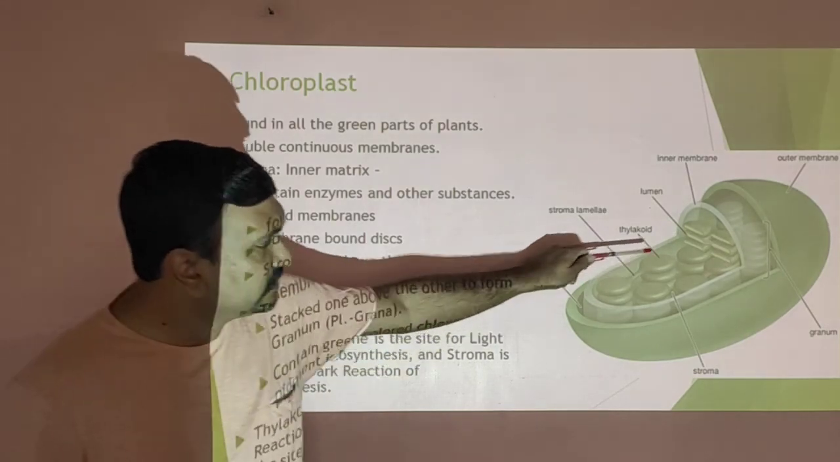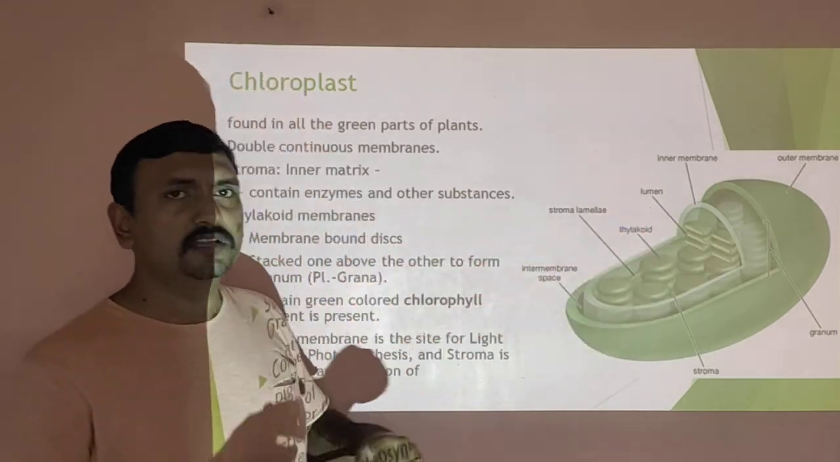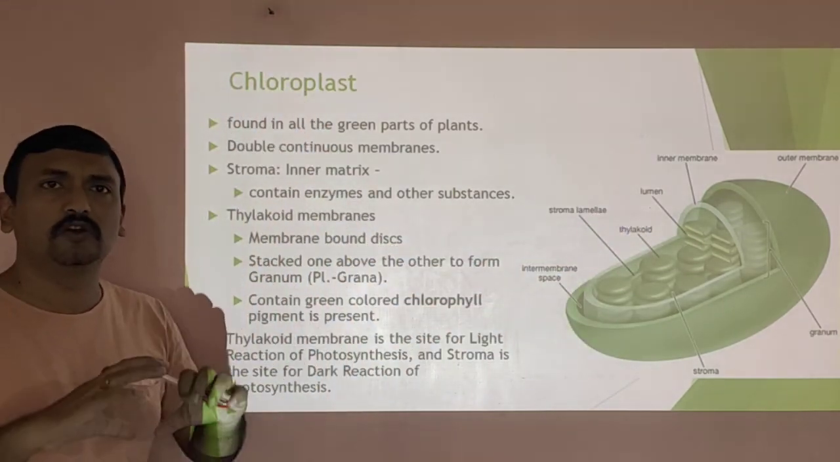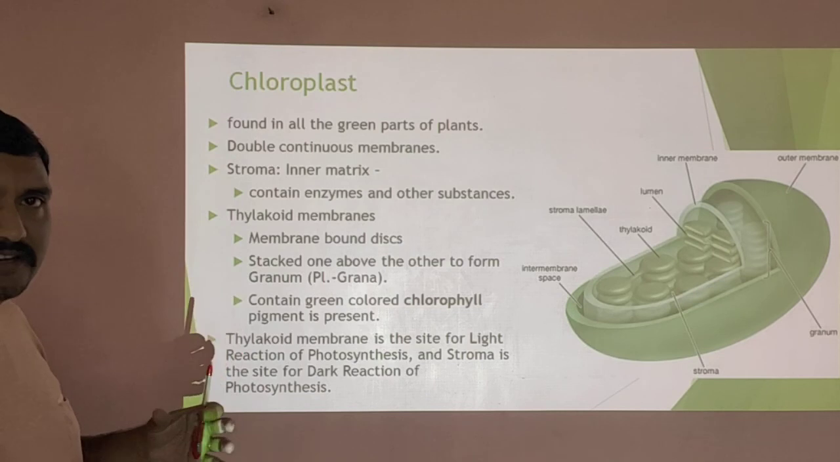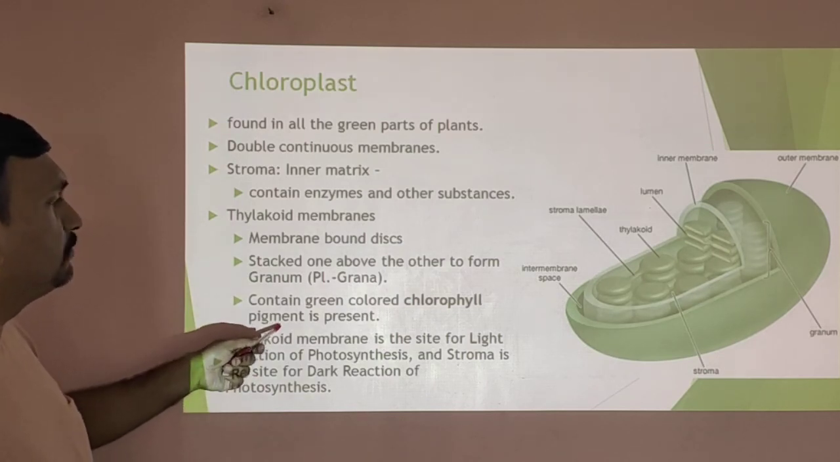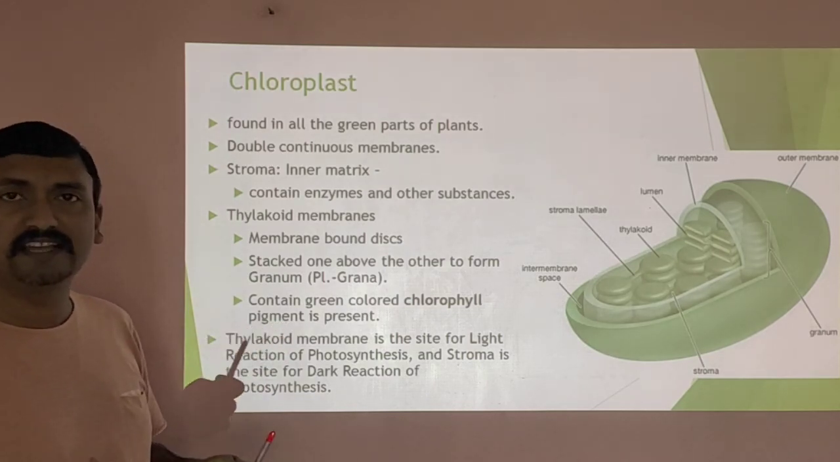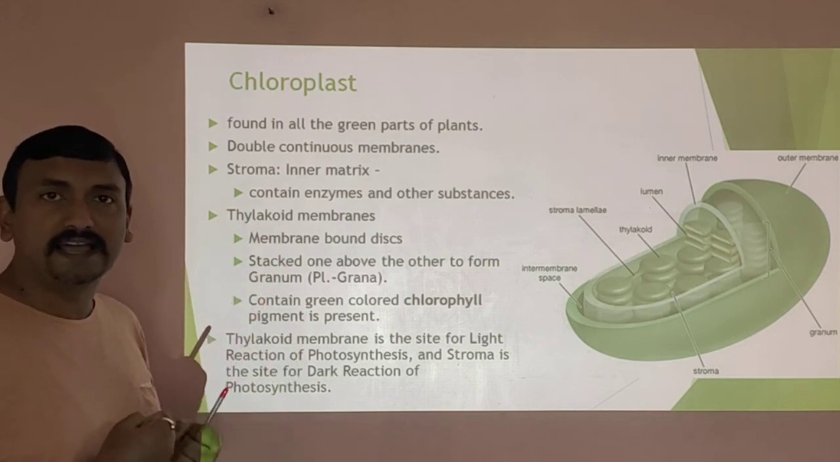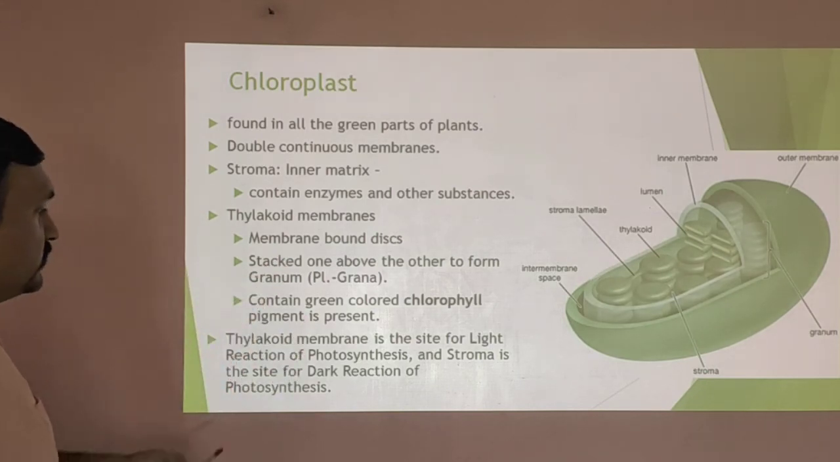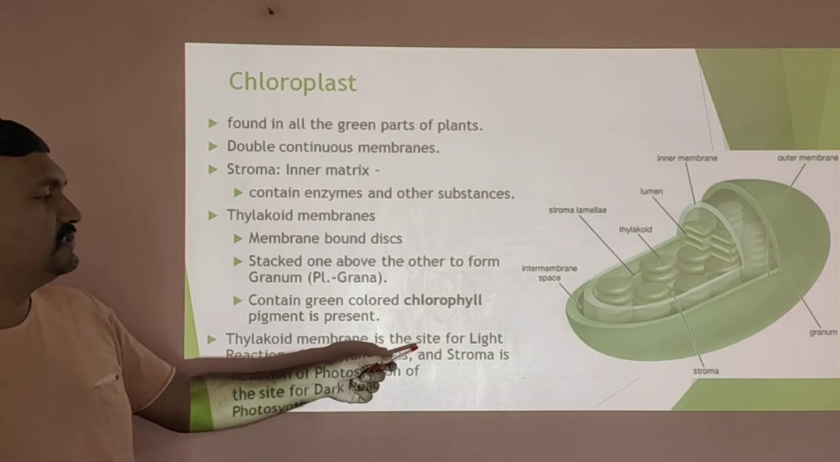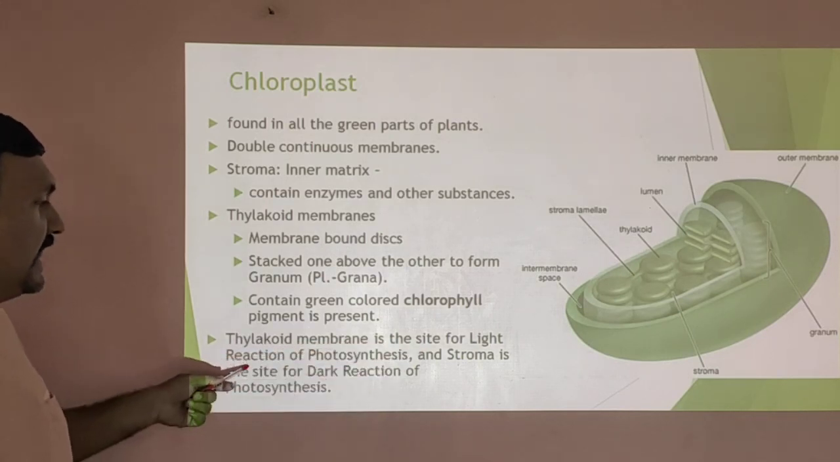Now inside this yellow colored, if you see, inside the lumen, which is a closed, flattened disc-like structure, it contains the pigment chlorophyll, which has the ability to absorb light and then carry out photosynthesis. So thylakoid membrane is therefore the site for the light reaction.